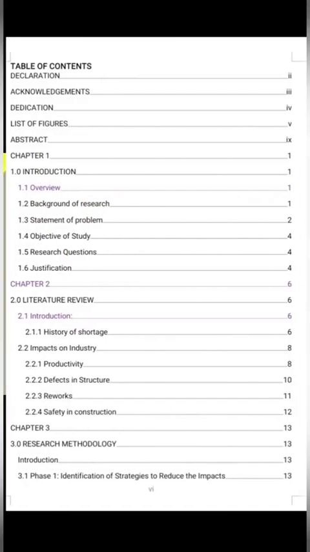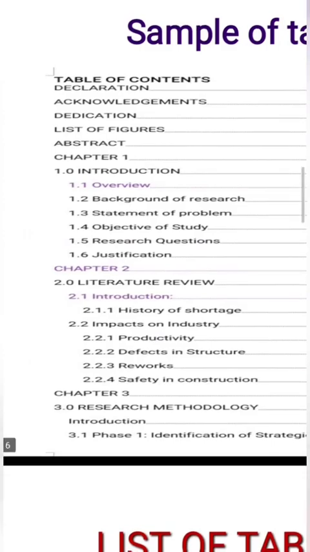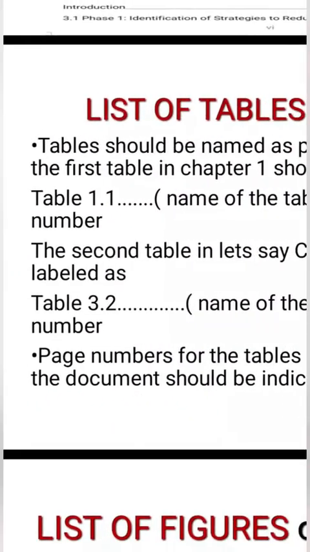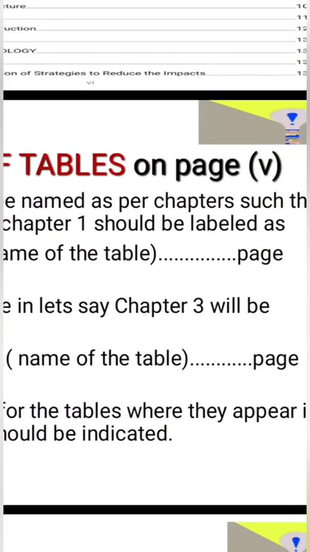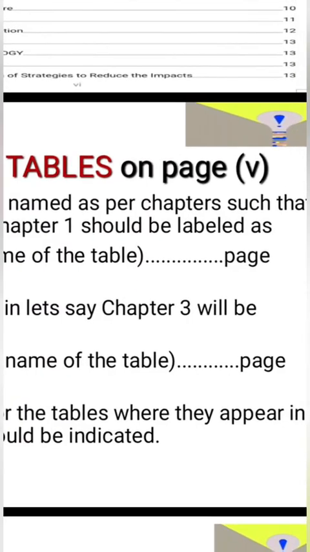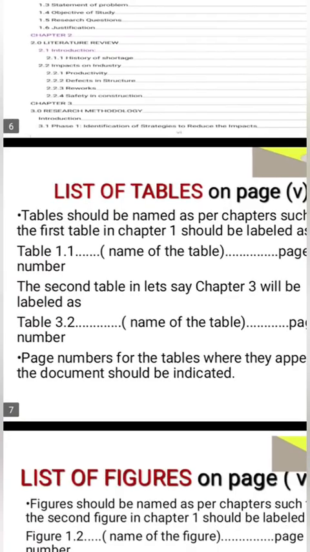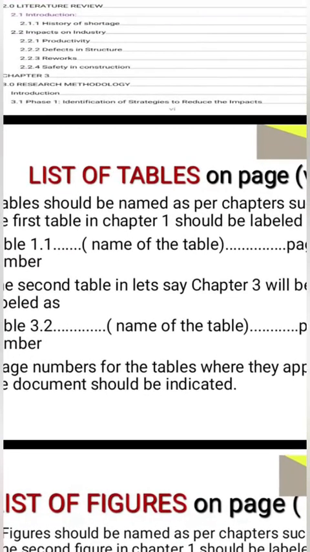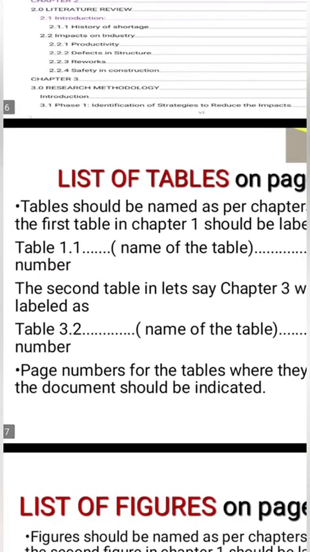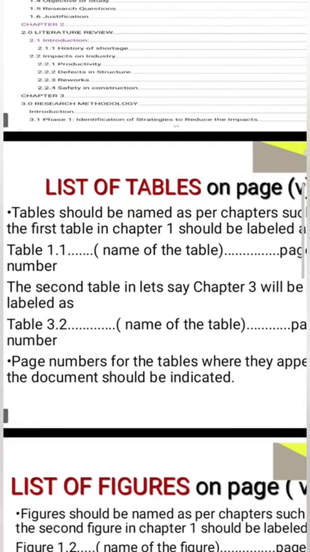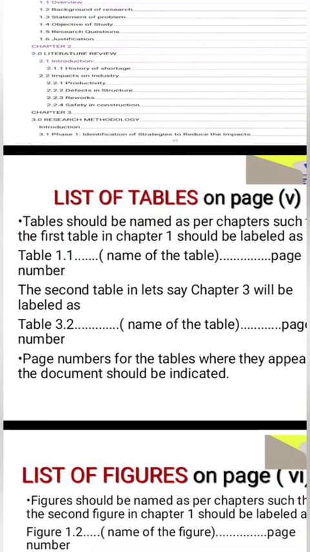Now next we are going to look at, sorry for that interruption, the list of tables. This one comes on page number 5 of the Roman. Now for page number 5 of Roman, we can have the list of tables, all the tables that are included in your report. They should be listed on page 5 of Roman on preliminary pages.